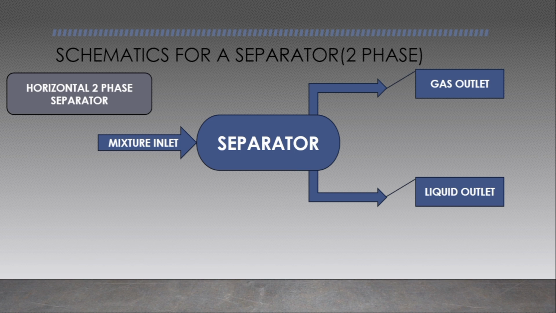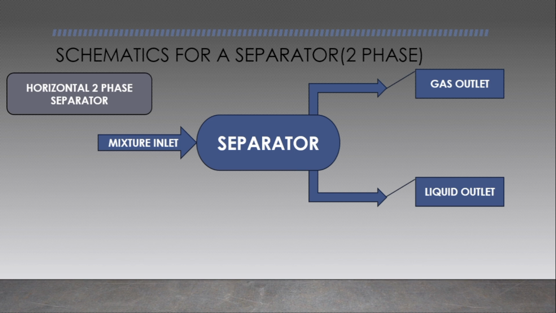The mixture goes into the separator, and you have a gas outlet at the top and a liquid outlet at the bottom, just like the vertical, only that this is horizontal. You use the horizontal 2-phase separator to separate a mixture having more liquids than gases. So let's say, for example, you have 60% liquids and 40% gas in your mixture. You make use of the horizontal 2-phase separator to separate your mixture.